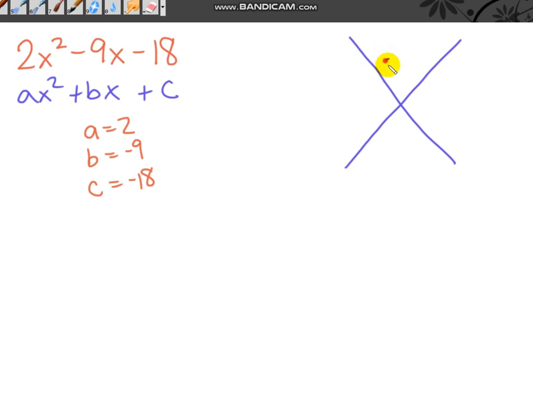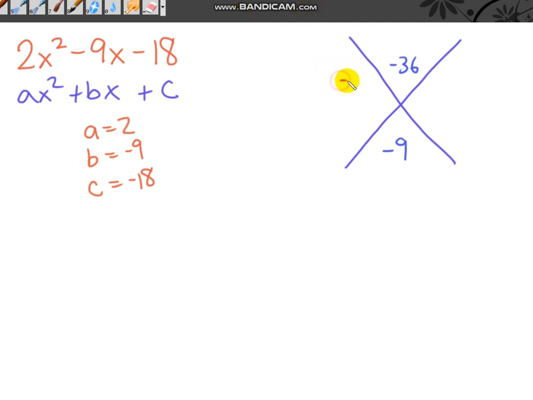So what we have is 2 times negative 18. 2 times negative 18 will get you a negative 36. What you're going to do next is put your b term on the bottom. So what you're trying to do is find 2 numbers that multiply to negative 36 and add up to negative 9. I'm going to spare you the trouble of trying to look for numbers.